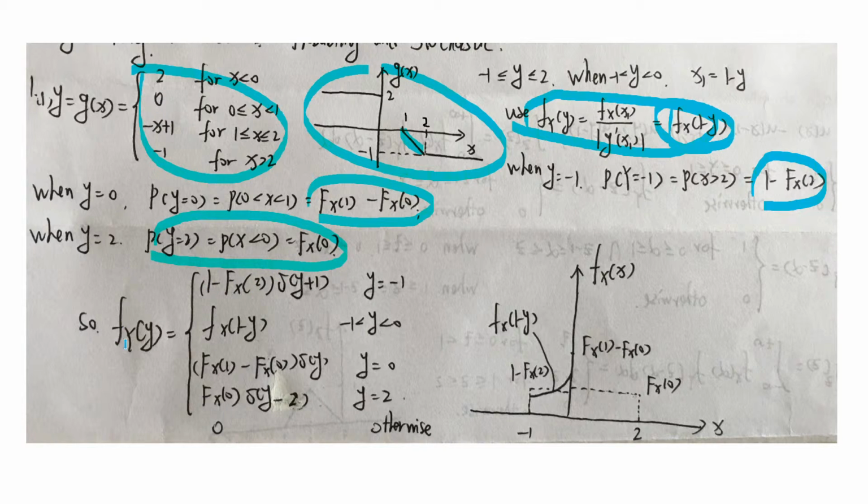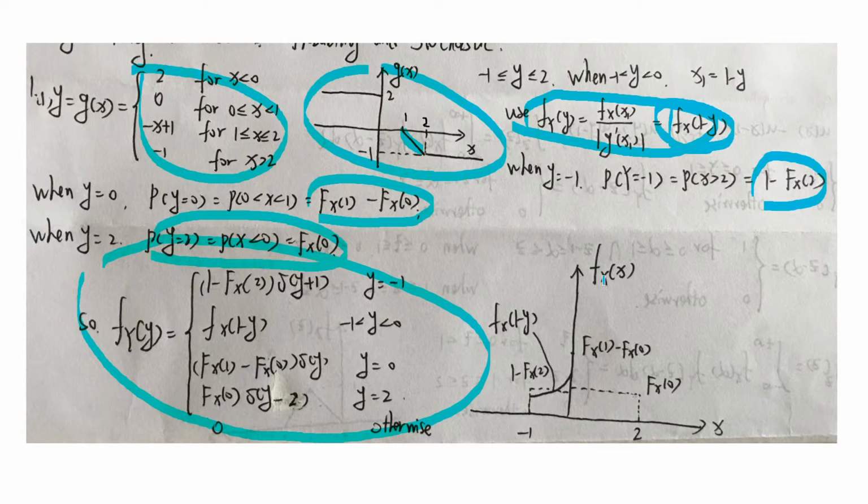And so f_Y(y), the probability density function we've already discussed, should be in this big part here. And when y equals negative 1 it should be like this, and in the range between negative 1 and 0 it should be like this, and when y equals 0 and y equals 2, we've already discussed here. And f_Y(y) equals 0 otherwise means that when y is located outside of these 4 different circumstances, f_Y(y) should be 0. So based on this function, we can draw the diagram of f_Y(y) here.